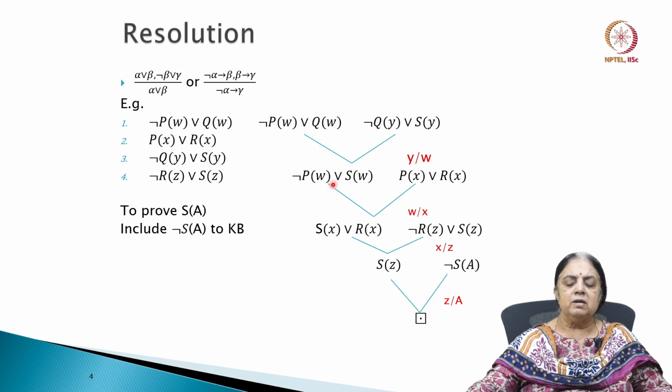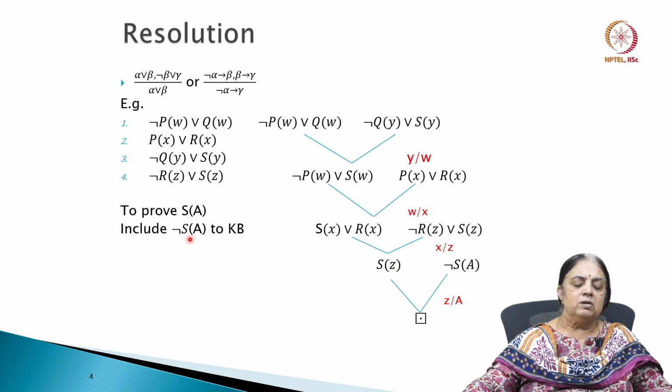Then you can take this and unify it with this one, that is P of X or R of X, which is given here. And because you have not P here and P here, when you unify these, you're replacing W by X, so you'll get S of X or R of X. And then if you unify that with not R of Z or S of Z, you'll get S of Z here.